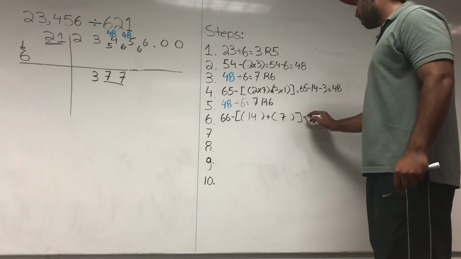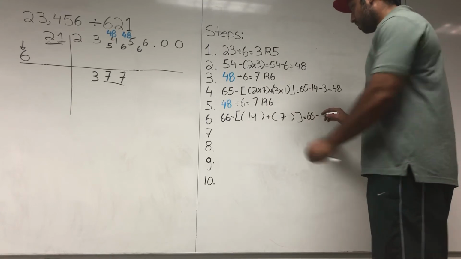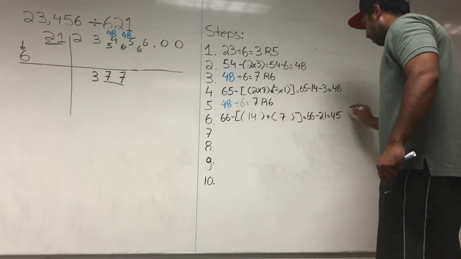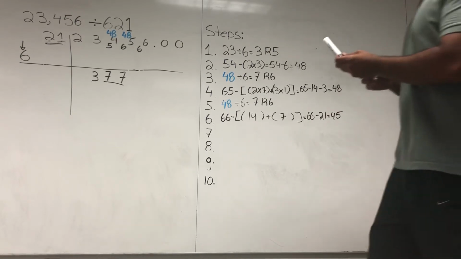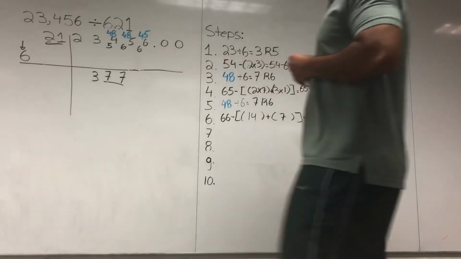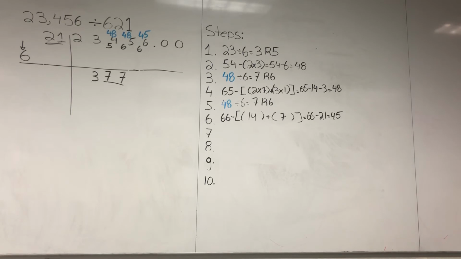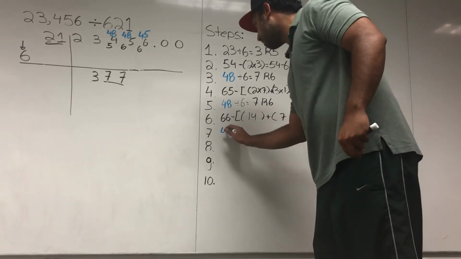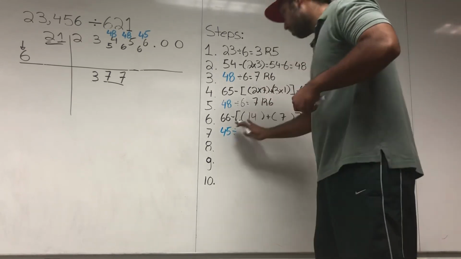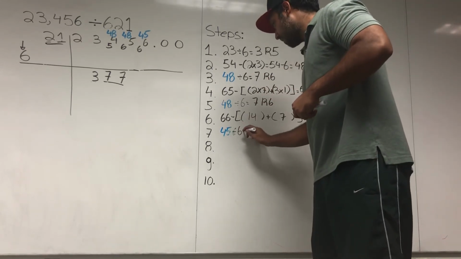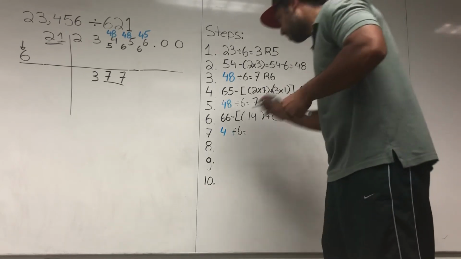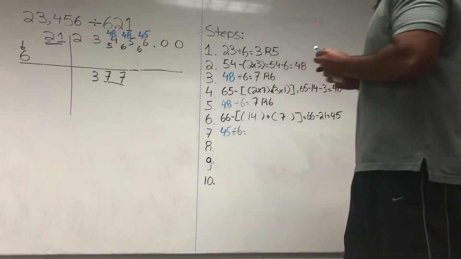66 minus, this whole thing is 21. So I get 45, okay? So I'm going to put my adjusted dividend here, 45. Remember, every odd step you're ready to just divide. So 45 divided by 6. What does that equal? 45 over 6 is 7, remainder 3.